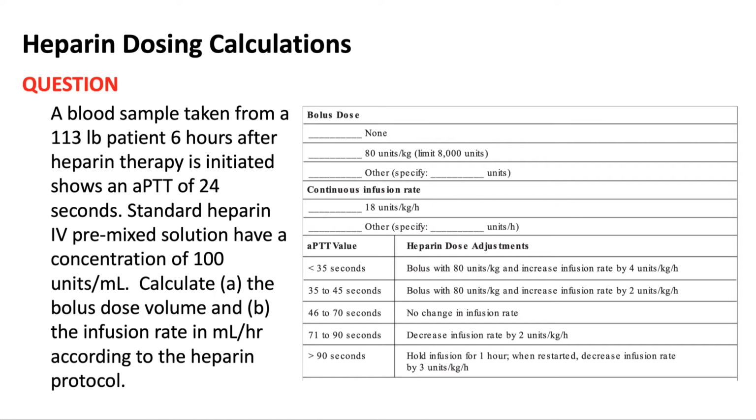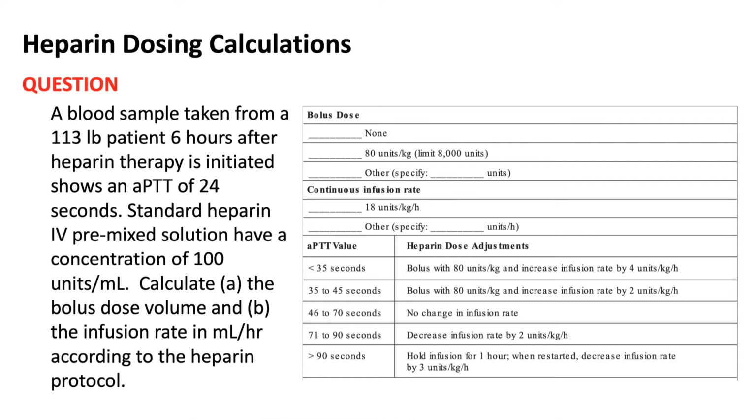24 seconds would be in the less than 35 second category. So in that case, we would go to the right of the less than 35 seconds. And what it tells us to do is to bolus again with another 80 units per kilogram. And a bolus means an initial single dose. And then we're going to increase the continuous infusion rate by 4 units per kilogram per hour.